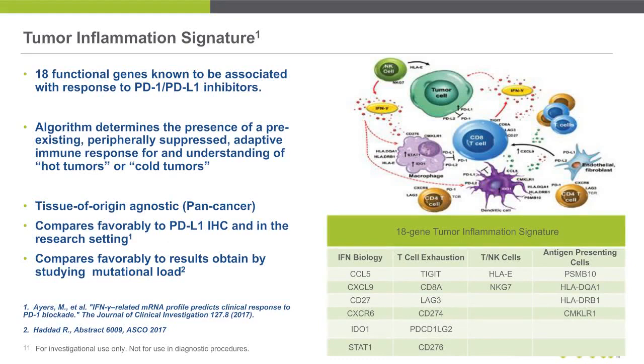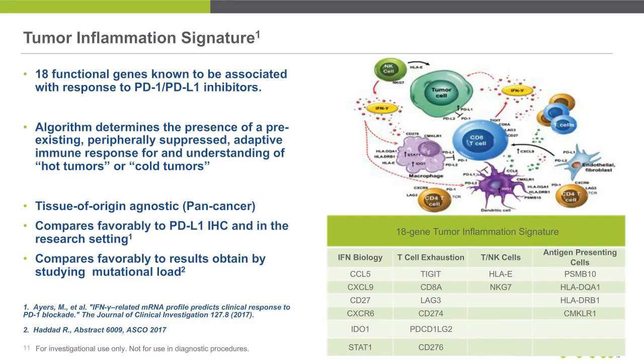Let me tell you a little bit more about the biology of the tumor inflammation signature. It's an 18-gene signature which is measuring the presence of a peripherally suppressed adaptive immune response within the tumor. And that's a lot of words, so let me explain in more detail what that means. The signature itself is a way of determining whether tumors have an inflamed phenotype, so whether they're immune hot or immune cold. It's doing this by analyzing 4 different areas of biology, and you can see those listed on the right side of the slide.